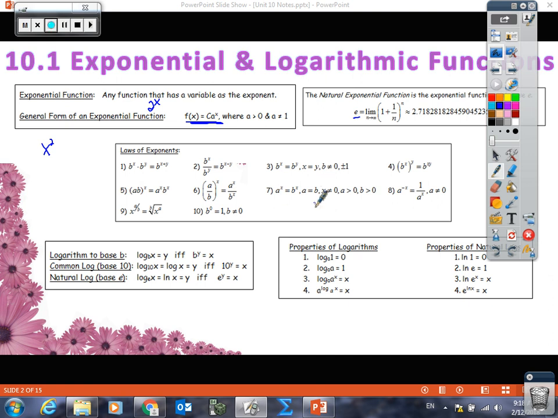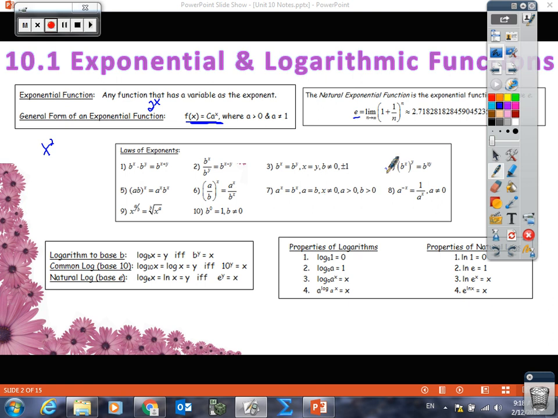Number 7 is a less used rule, but it's still a rule. It kind of is looking at the other situation. What if our exponents are the same and our bases are different? Well, if our exponents are the same, we are allowed to set the bases equal to each other. So we don't use that one as much, but it's still a valid rule.